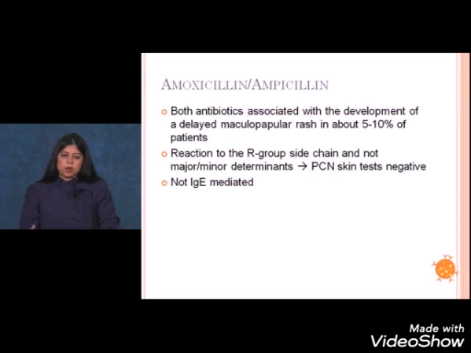I just want to give a quick word on amoxicillin and ampicillin. So both of these antibiotics are associated with the development of a delayed maculopapular rash in about 5 to 10% of patients. And we believe that this is not due to the major or minor determinants, as we just pointed out, but probably due to R group side chains. So when you do penicillin skin testing in this subgroup of patients, their tests will be negative. So it's not IgE mediated, but if they continue to ingest the amoxicillin and or ampicillin, they will have a delayed reaction.